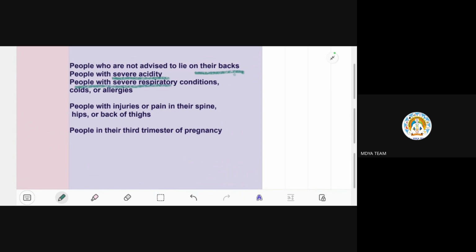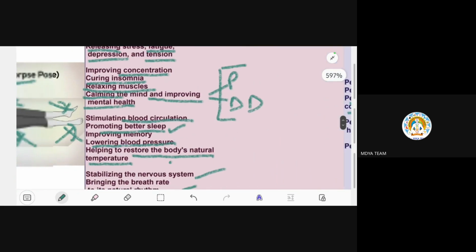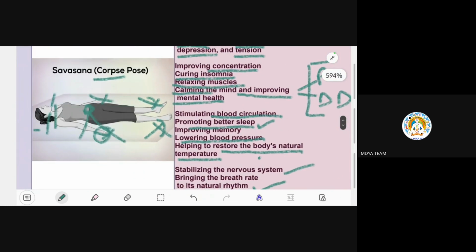People with severe respiratory conditions, colds and allergies. In severe respiratory conditions, you have seen many old people who are not able to lie down properly in a straight way. They have to lie down somewhere like this, with their head region raised, or they have to put some sort of pillow. They cannot lie down on a straight plane, in a linear position, because their lungs are not working properly.